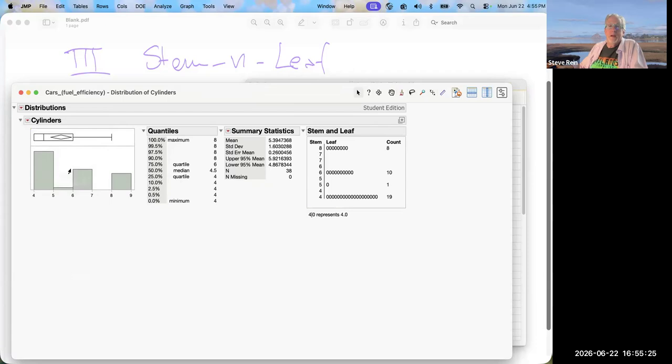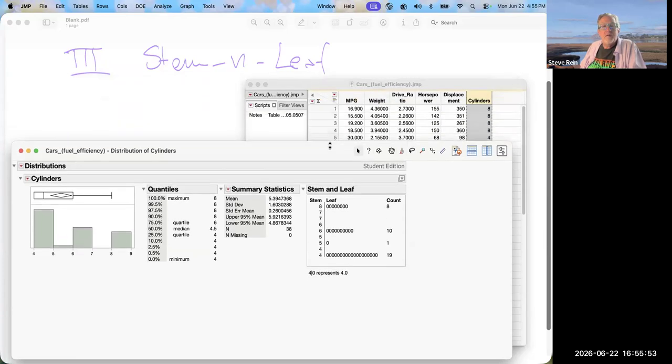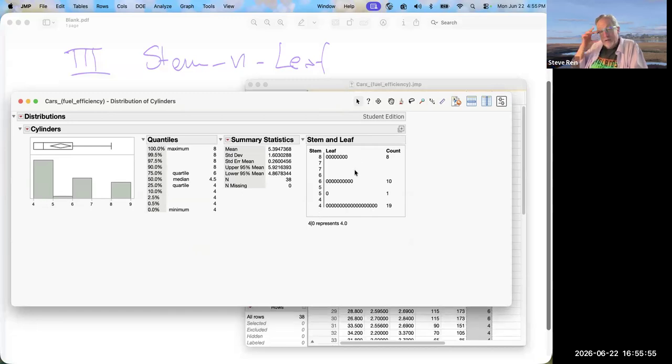It tells me here there are 4 with a vertical bar 0, like a 4.0. So that's 4 cylinders. There are 19 observations that are exactly 4 cylinders, 5 observations that are exactly 5, and 1 observation that's exactly 5 cylinders. 10 of the cars are 6 cylinders, and 8 are 8 cylinders. So we can tell from this stem and leaf diagram, these ASCII graphics, how many cars are of each different size cylinder-wise.